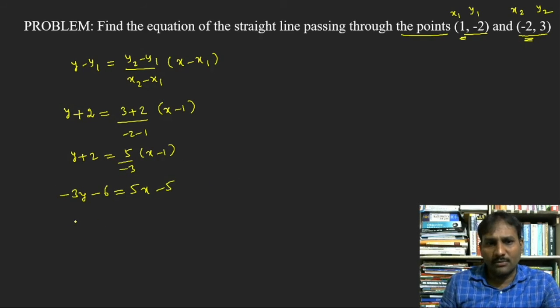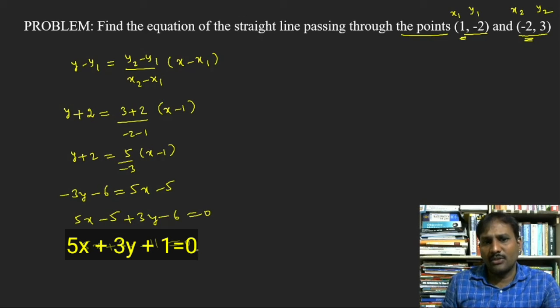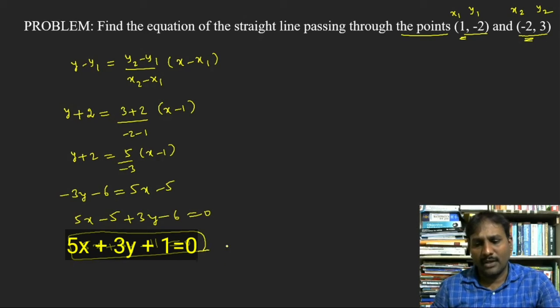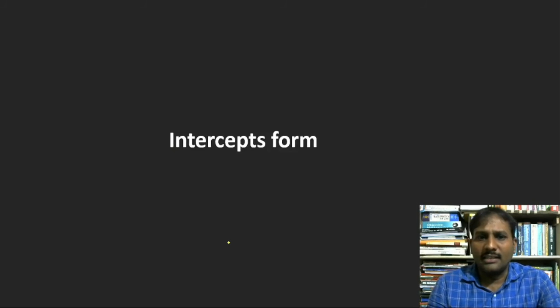Let's bring all the terms together. So 5x minus 5 plus 3y minus 6 equal to 0. That is 5x plus 3y minus 11 equal to 0 is the required equation of the line. Okay. Next, we learn what is intercepts form.